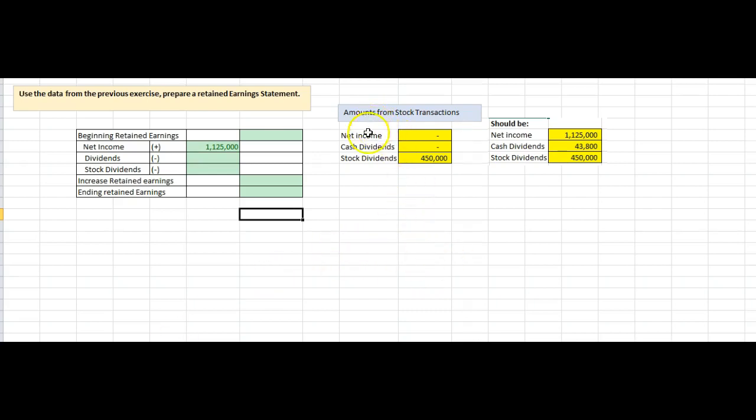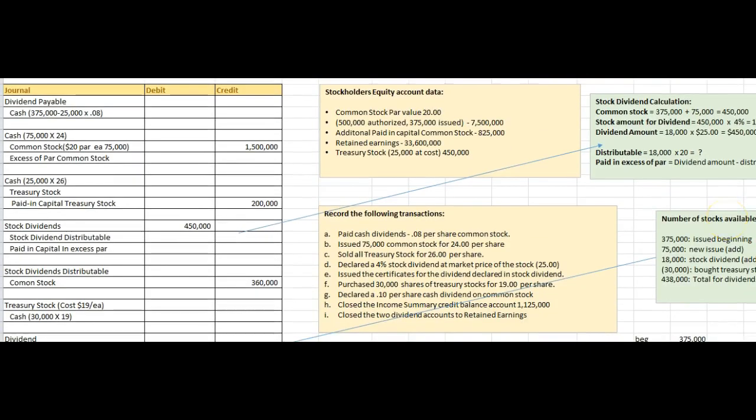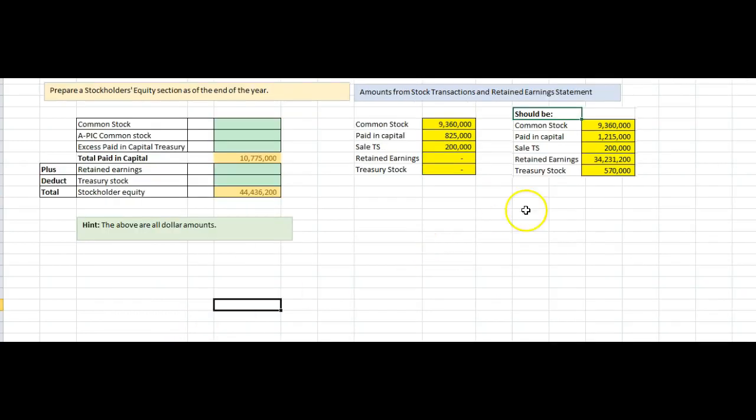So now let's just fairly quickly look at this. These numbers right here, if you've done this correctly, should fill in from the other sheet. This is what they should be. So your numbers should match this. These numbers will end up here. This beginning retained earnings, you're going to find way back here, clear at the top, right here. So that becomes your beginning number. Goes right here. Then you're going to subtract your dividends and your stock dividends and get an increase in retained earnings and come up with an ending retained earnings, which is then going to be transferred over here.